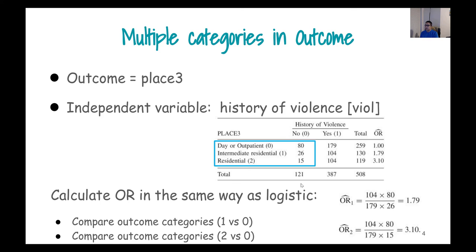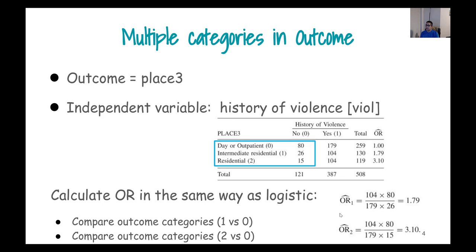Say for example, if we are dealing with residential versus the day or outpatient, so we are basically using this 80, 179, 15 and 104 for calculating the residential, and we can simply use the 80, 179, 26 and 104 to calculate the comparison between the 1 versus 0, like here.